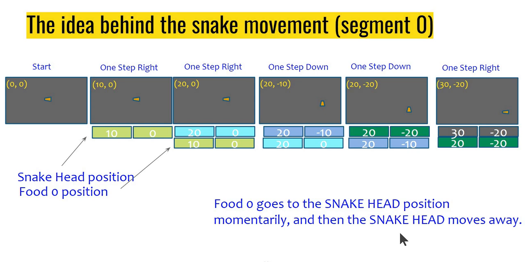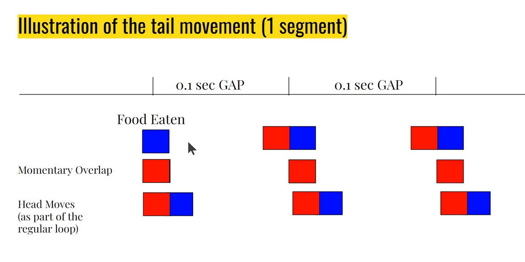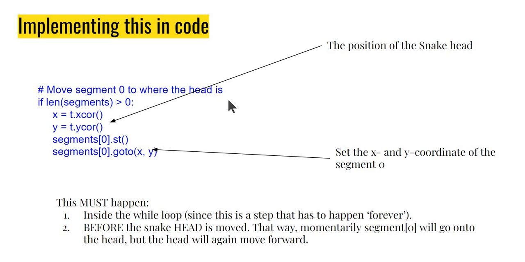So what's going to happen is that, like I said, once the food is eaten, I momentarily go and put this on the same position as the snake head. Since the snake head moves away, it creates this animation that the whole thing is moving away, and of course this happens after, say, 0.1 seconds. Now let's see how we do this in code. We will just check for ourselves if the length of segments is more than 0. Like I said, I'm going to figure out where is my head position, say X and Y position of that head, and I'm going to move this segment 0 to this X and Y.